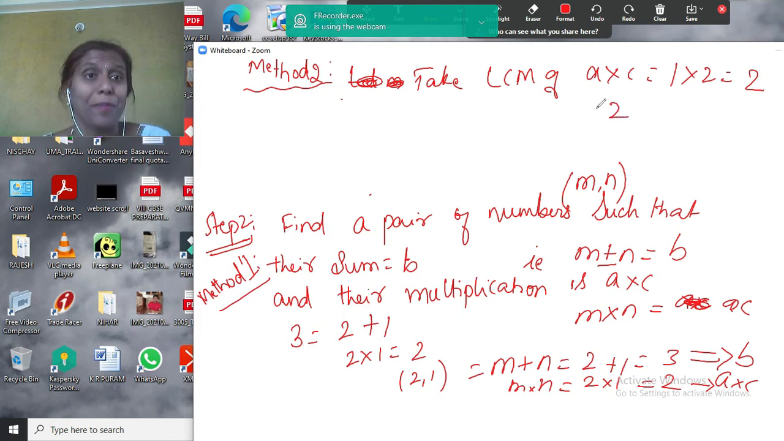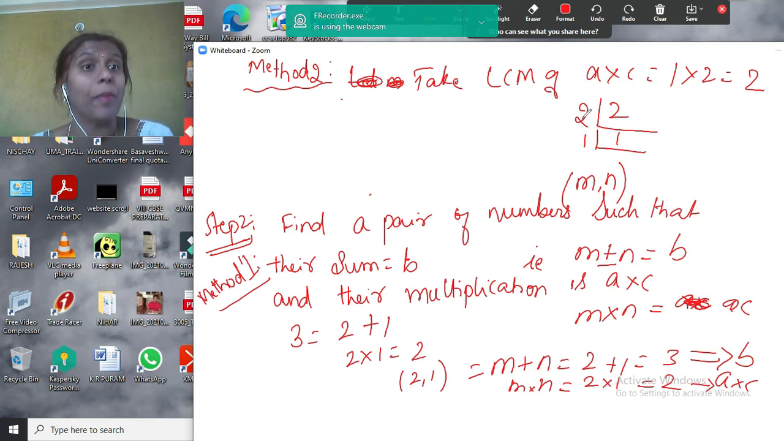It is very simple. Probably you may laugh at me. What is the LCM for this? This itself is a prime number. Yes, it is nothing but a prime number. So 2 ones is 2. Now look at these two numbers. By taking the LCM, you got two numbers, 2 and 1.